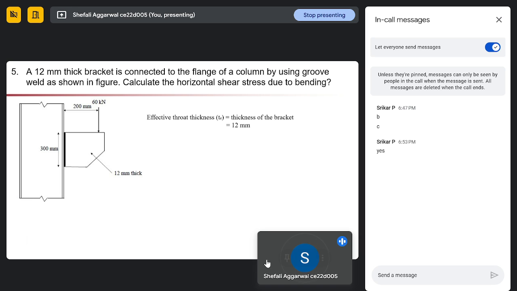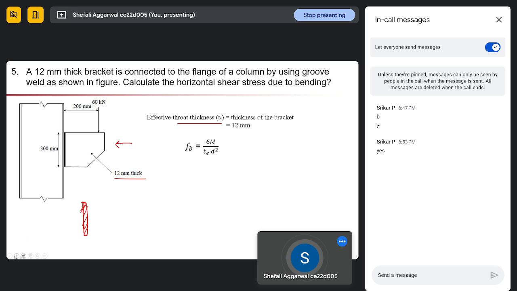First thing, as we have seen in design of weld, we will calculate the throat thickness. If you imagine from this point of view, this will be the type of weld, right? And this butt weld means it is fully filled by the welding, and it will depend on the thickness of our plate. The complete thickness of plate will give us the complete thickness of our welding. So effective throat thickness will be thickness of bracket, given by 12 mm.